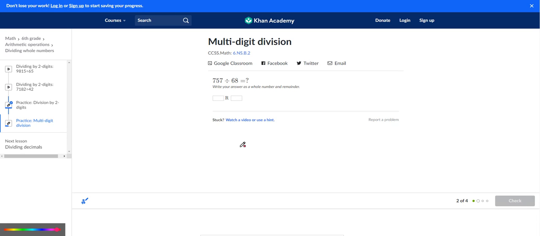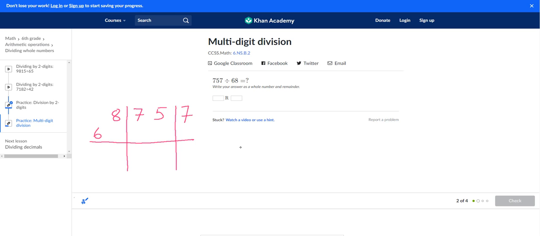Okay, again, so I'm going to put the same setup. Put my 6 over here, 8 over here, and then 7, 5, and then I'm going to put a 7 over here. Great, so we repeat the process. How many times does 6 go into 7? Once. And I know I have a remainder of 1. So I take my 15 minus my 8 times 1, and I get 7.